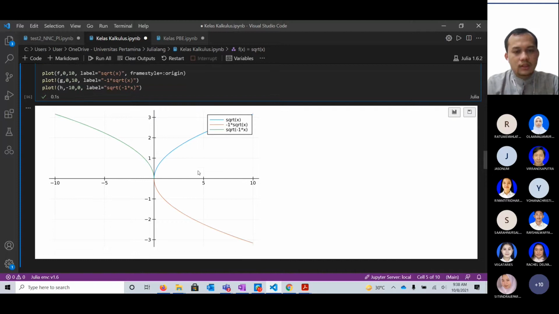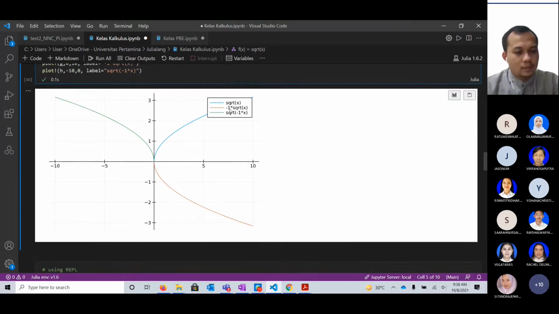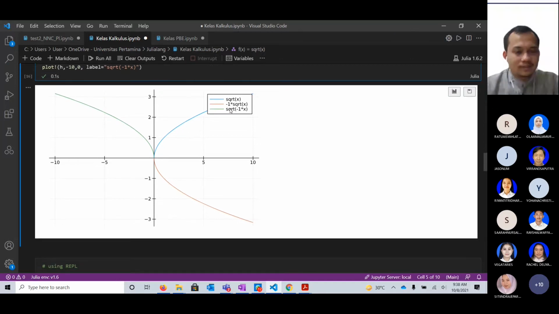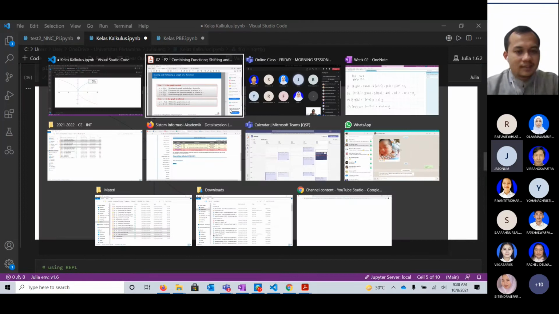For this illustration, is it clear? Any question? No? I think no, sir.